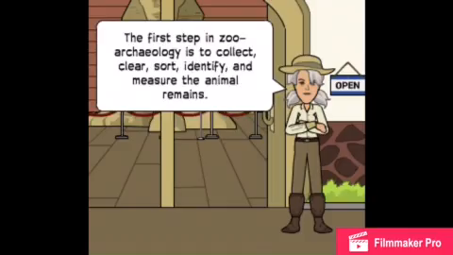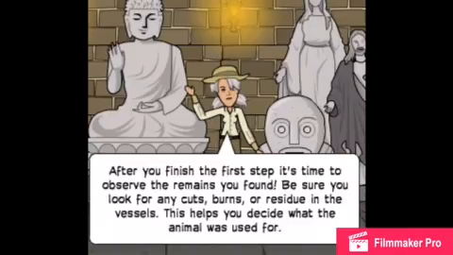The first step in zoo-archaeology is to collect, clear, sort, identify, and measure the animal remains. After you finish the first step, it's time to observe the remains you found. Be sure you look for any cuts, burns, or residue in the vessels. This helps you decide what the animal was used for.